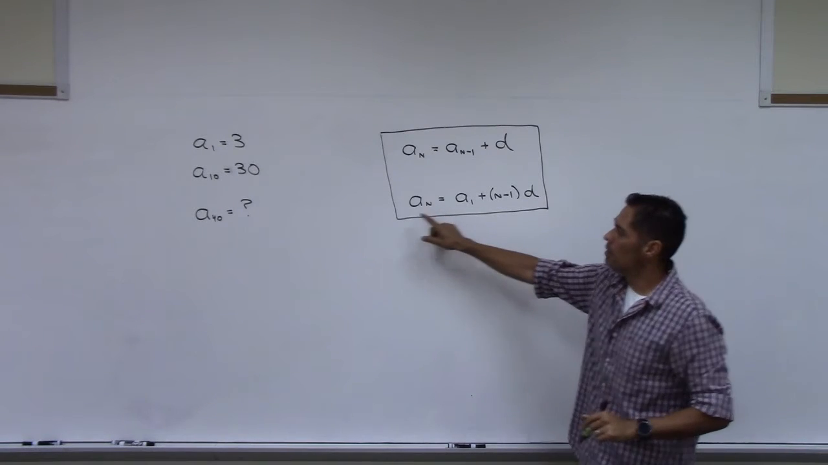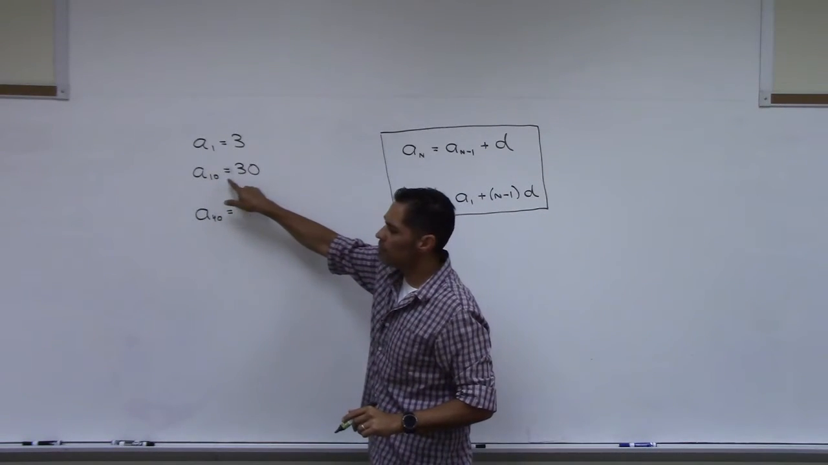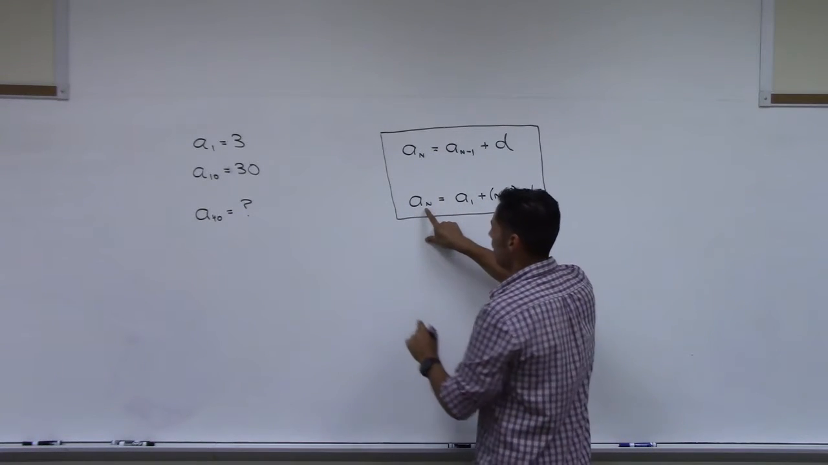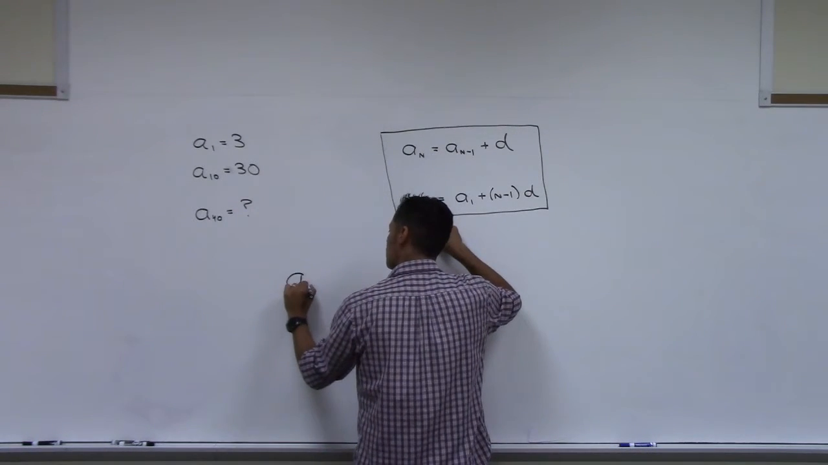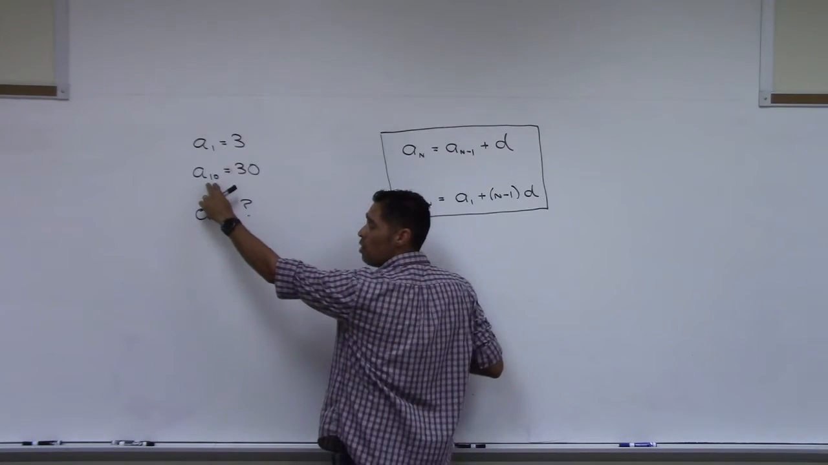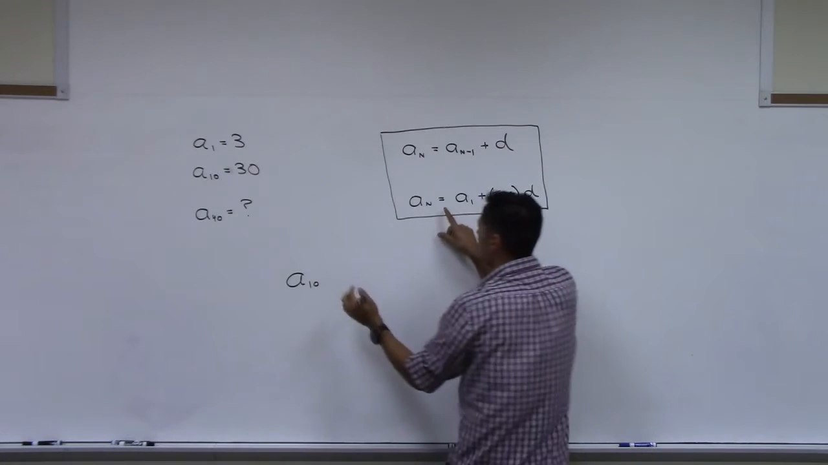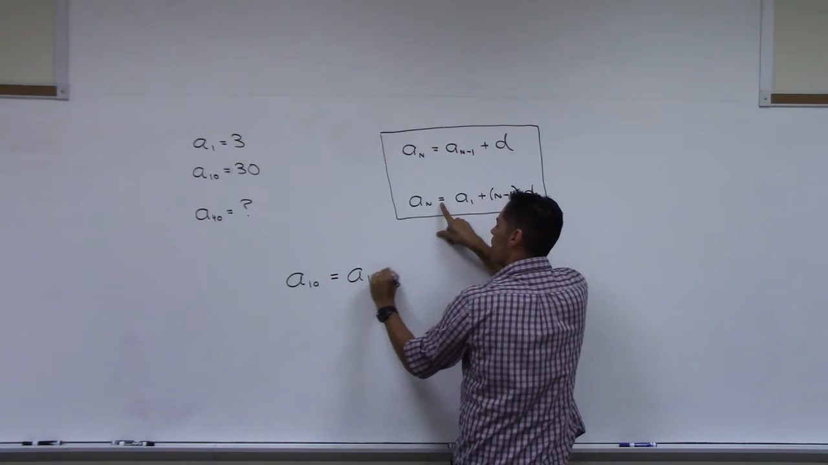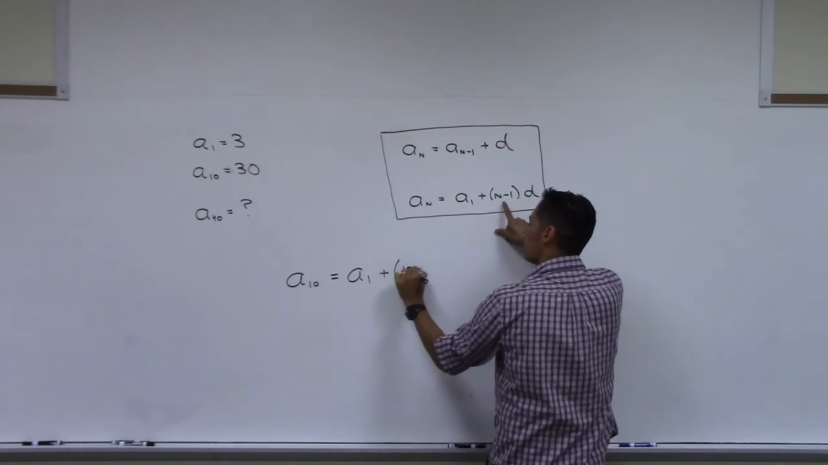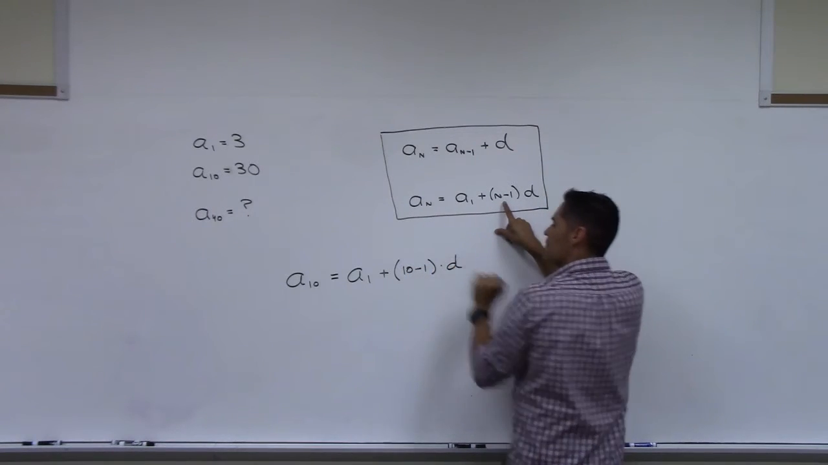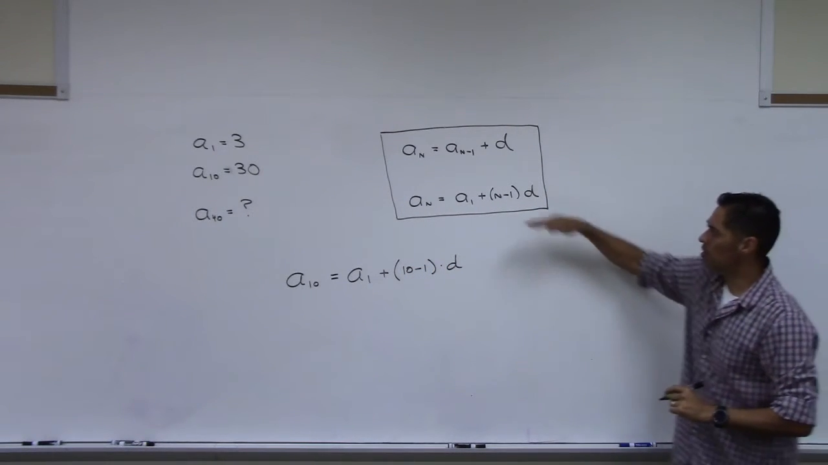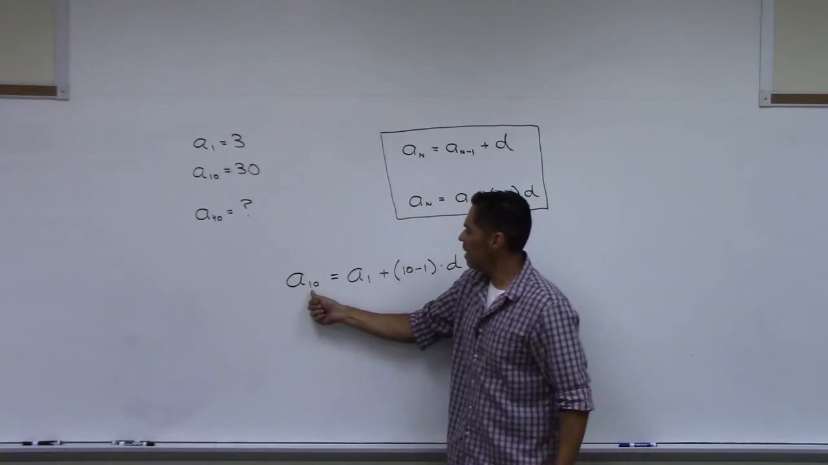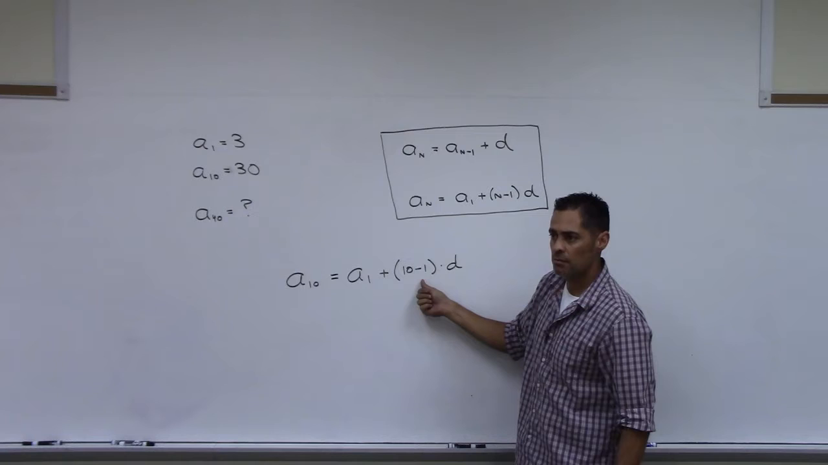The 3 and the 30. So somehow maybe we can use this. So let's see. Let me try this. Would you agree that a sub 10, now I'm using a sub 10 because I know about a sub 10, don't I? Do you agree that a sub 10 using this formula is a sub 1 plus 10 minus 1 times d? You agree with that?